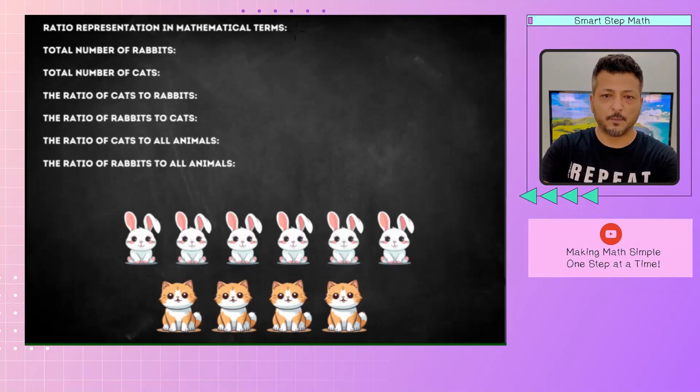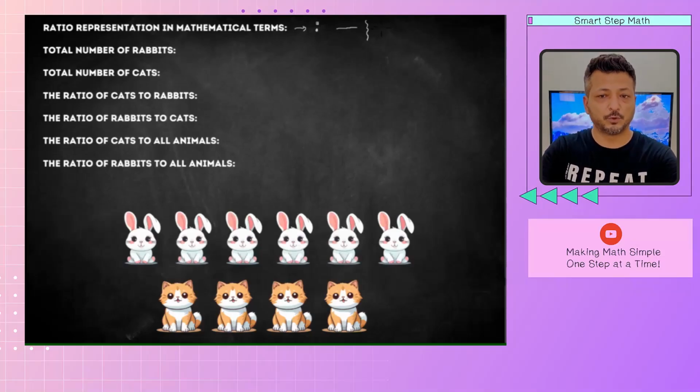Dear friends, we represent the ratio mathematically with a colon or a fraction. This is how we express it in mathematics. How does this work? For example, if we want to represent the ratio of 3 to 2 mathematically, it is 3:2 with a colon. We can show it as 3 over 2.